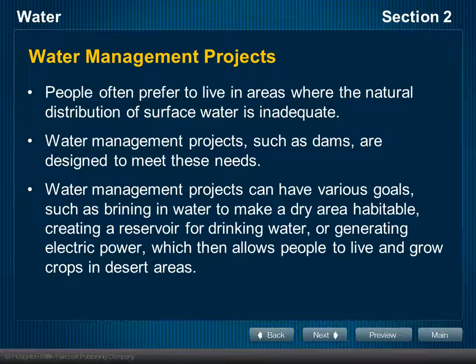We call these water management projects, and they have lots of goals. We can do it just specifically to bring water to a dry area so that people can live there. We can do it specifically to create a reservoir that can hold drinking water. We can do it to create electric power. We can even do it for more recreational purposes, although recreational purposes tends to be at least a secondary endeavor, certainly it's connected.